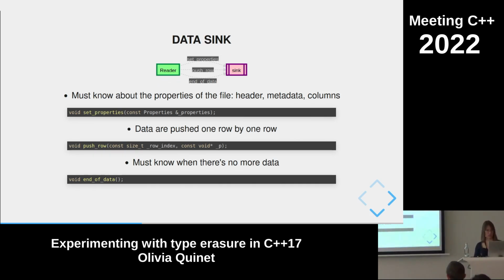For the data sink, that was a bit more complicated. You must know the properties of the file, the different columns there are in the file, so we can process them accordingly. You must know the header, the metadata, and so on. So we need a method that will tell the sink what the properties of the file are, so you can do whatever you want with it later. And then we are going to push the rows of the dataset one by one. And then at the end, we have to tell the sink, okay, we are done, end of data.